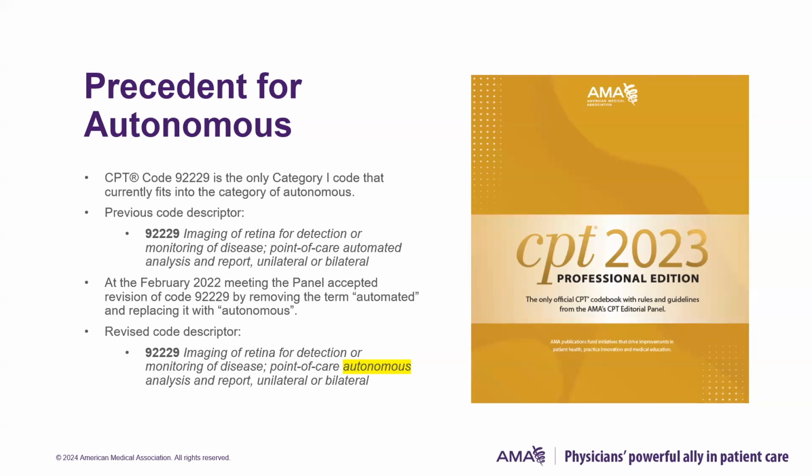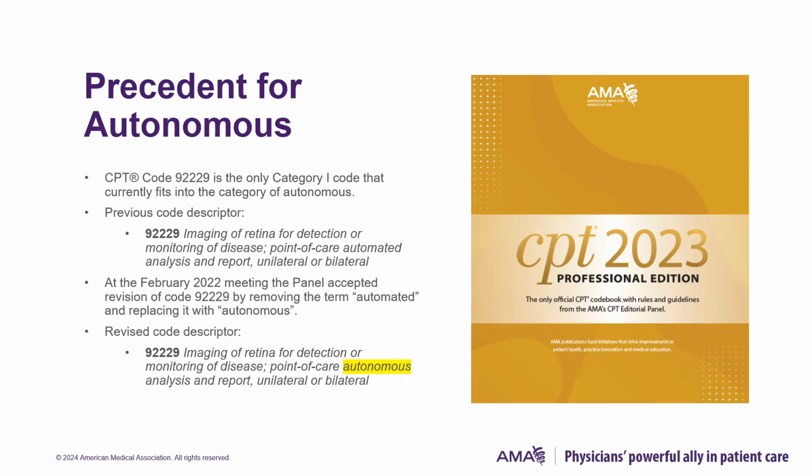The proposed CPT code descriptor included the word autonomous in the CCA. However, as I was talking about before, the word was revised to automated because at that point, there was no definition of terms applicable to AI healthcare services within the CPT code set. Because of guidance provided in the AI taxonomy, the panel then replaced the word automated with the word autonomous in the CPT code descriptor for this service.